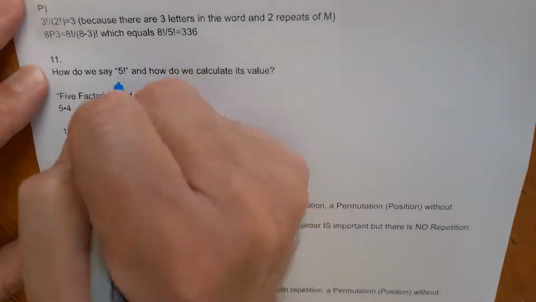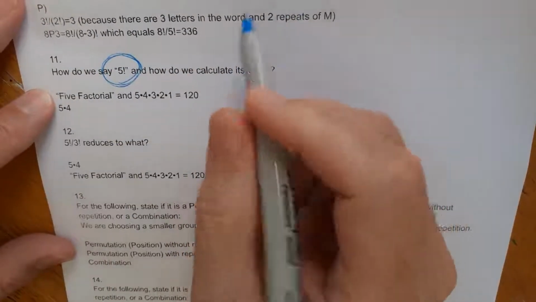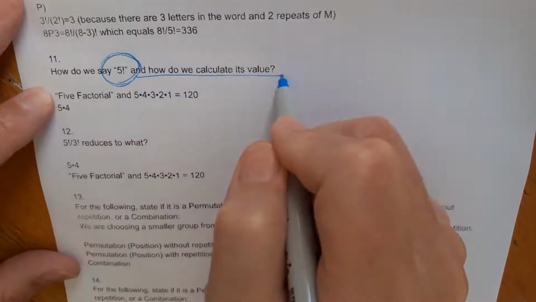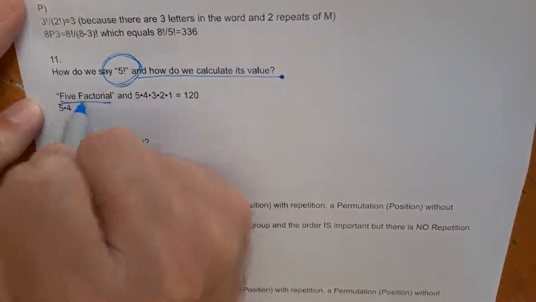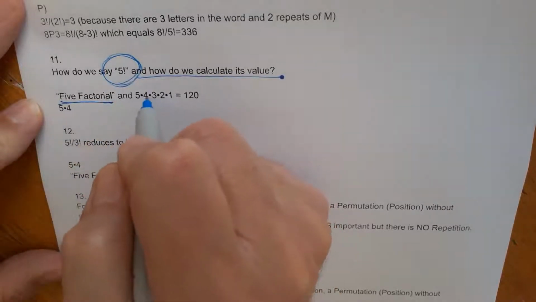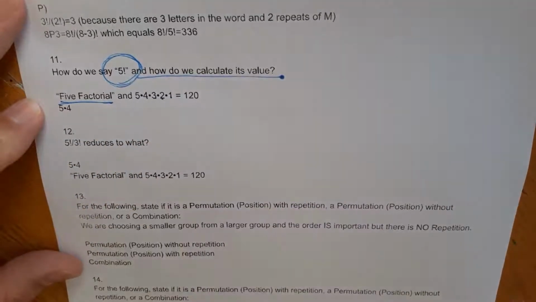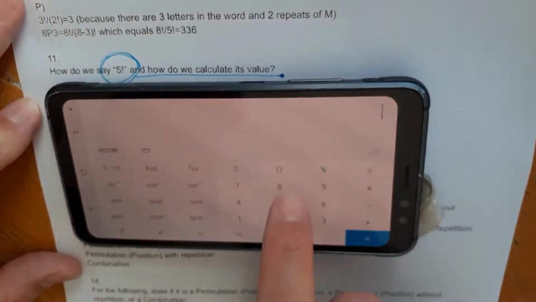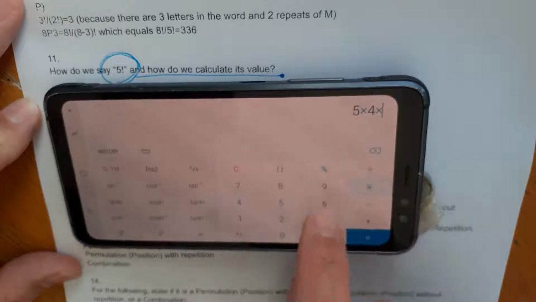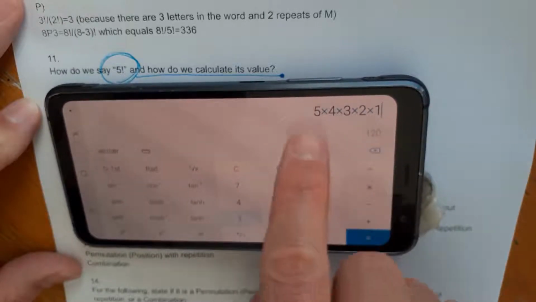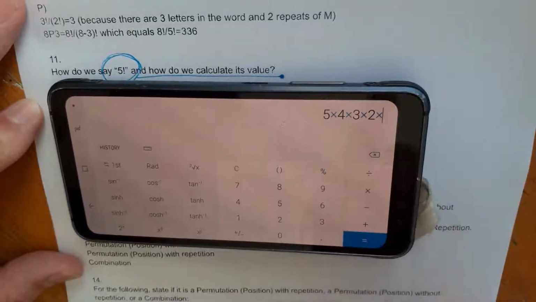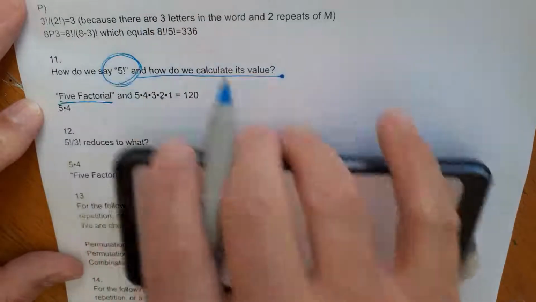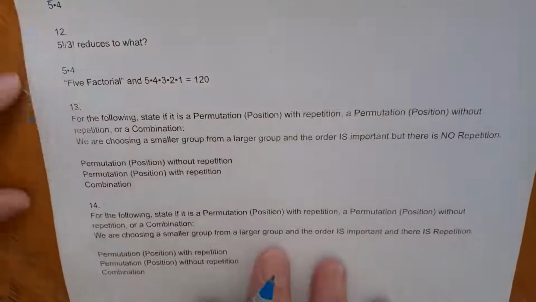Let's do 11. How do we say 5 exclamation point? This could have been one of the first problems maybe to help us out, but we already know how to say it. And how do we calculate the value? We say 5 factorial, and it's 5 times 4 times 3 times 2 times 1. And you can plug it in to get the 120 like we did. You can just say 5 times 4 times 3 times 2 times 1 in order, 120. Or we can use the quick key and just say 5 factorial, 120.